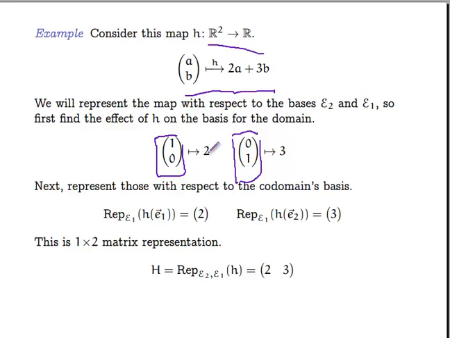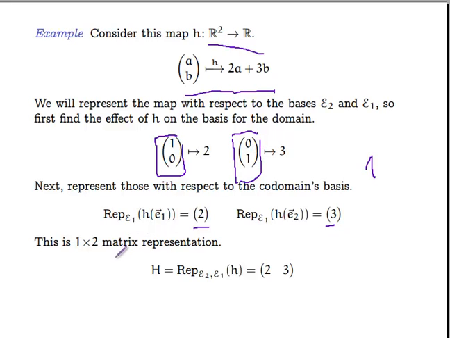Now let's represent these results according to the codomain basis. The codomain basis is simply the number 1. So 2 is 2 times 1. So 2 is the representation of H of E1 relative to the codomain basis. Similarly, 3 is the representation of H of (0, 1) relative to the codomain basis.